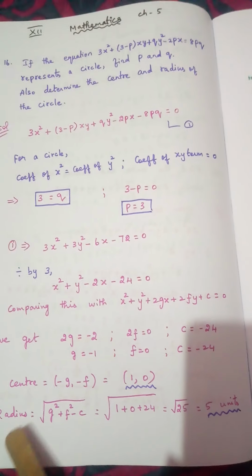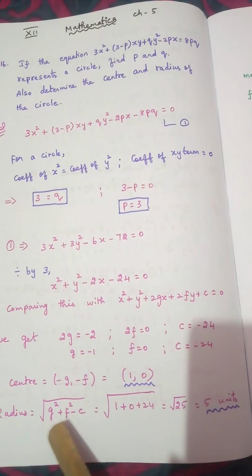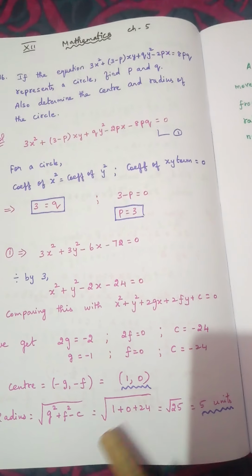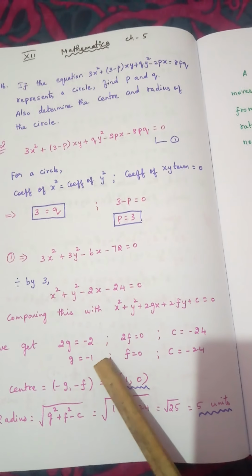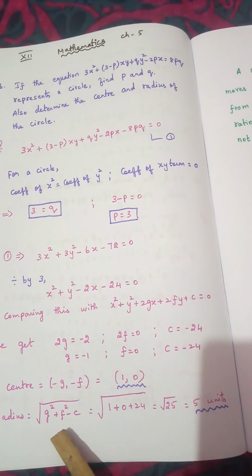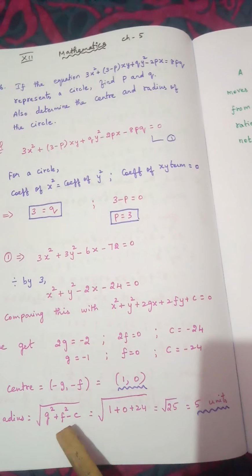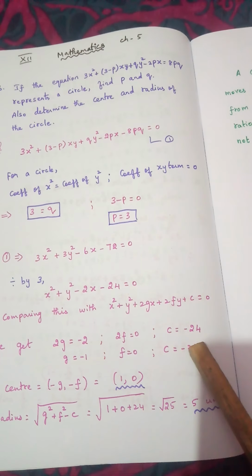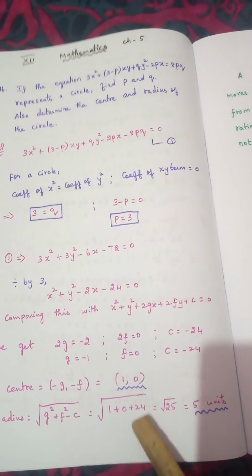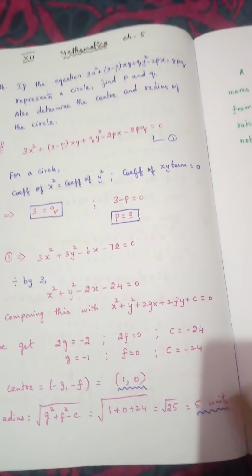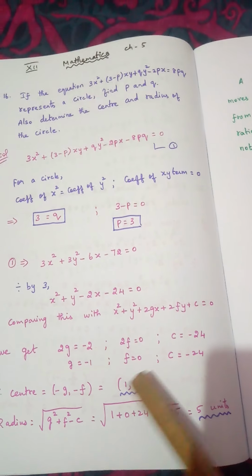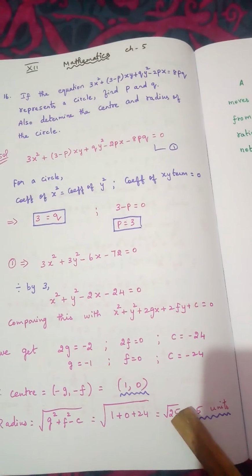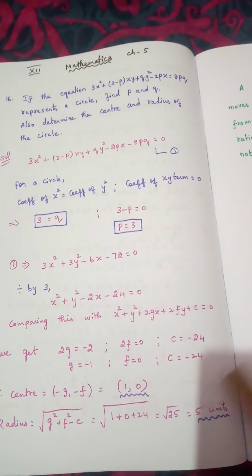Next, radius, again formula, root of g square plus f square minus c equal to, g square means minus 1 square 1, f square means 0 square 0, minus c is minus 24, therefore minus c is plus 24, root of 25, which is 5 units. So center is 1 comma 0, radius is 5 units.